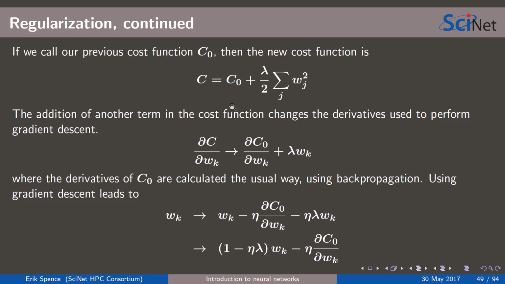Okay, this is going to change how our gradient descent works now, right? We have to change our derivatives. So our new derivatives for the weights are the original derivatives for the weights plus this new term, lambda W_k. All right? So our new update for the weights looks like this. In particular, this last line. W_k is now (1 minus eta lambda) W_k minus eta, the old term.